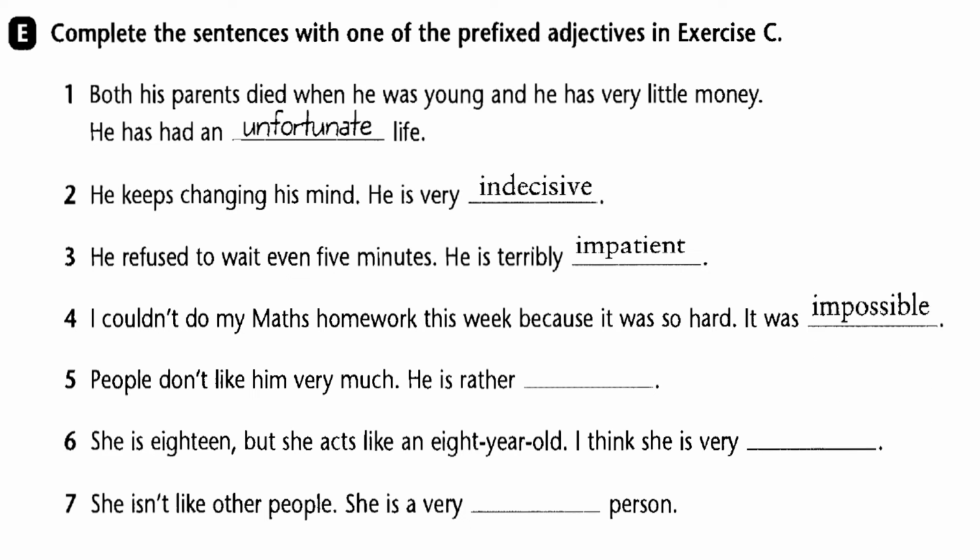I couldn't do my maths homework this week because it was so hard. It was impossible. People don't like him very much. He's rather unpopular. She's 18, but she acts like an 8-year-old. I think she is very immature. She isn't like other people. She is a very unusual person.